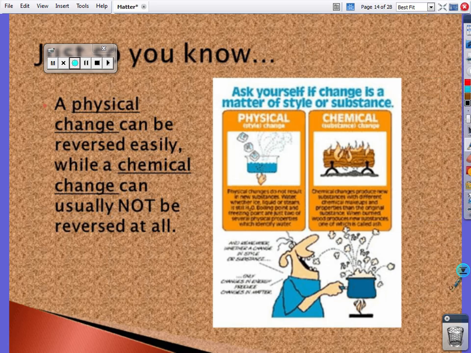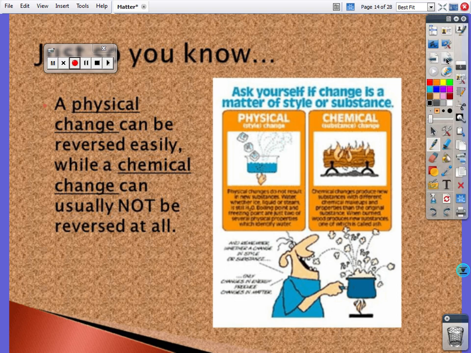Okay, physical change can be easily reversed. So if I freeze water, then I can easily melt it. But a chemical change usually can't even be reversed at all. If I cook a cake, I can't get the dough back. I can't get the batter back. Once you go through a chemical change, it's very hard to go backwards.